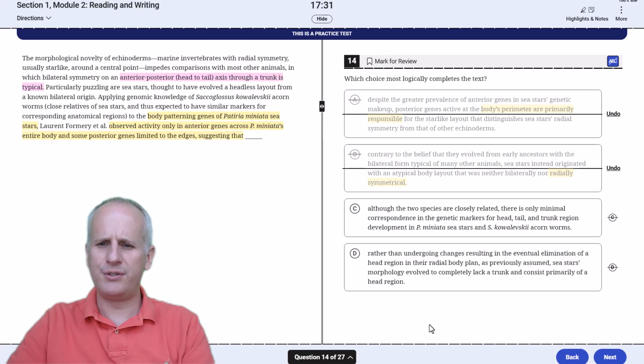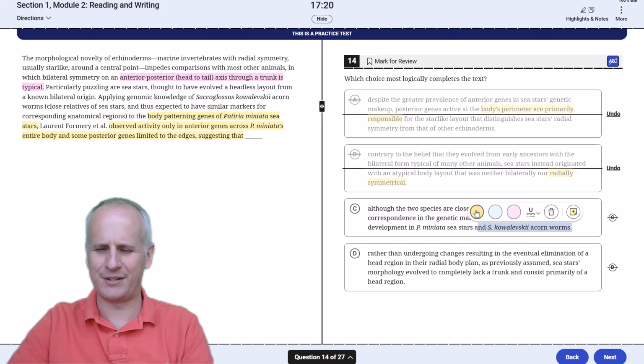Choice C, although the two species are closely related, there's only minimal correspondence in the genetic markers for head, tail, and trunk region development in sea stars and acorn worms. We're not concerned with the acorn worms at this point, so we can eliminate choice C for that reason.